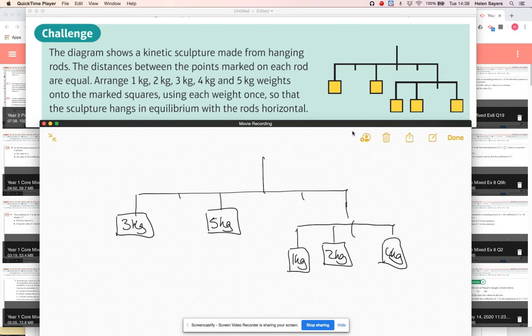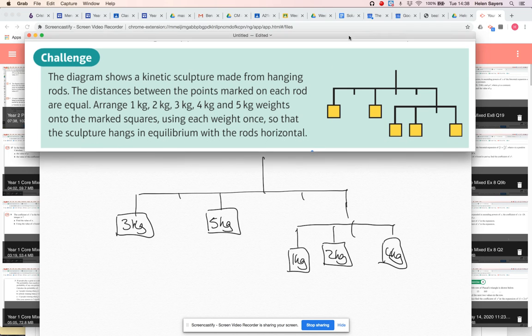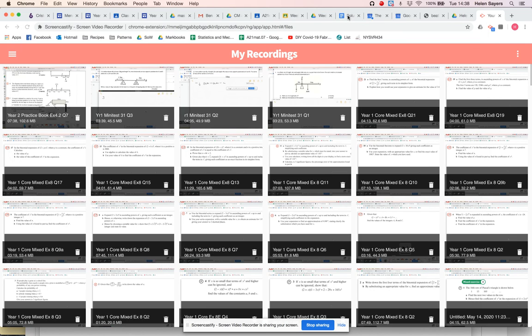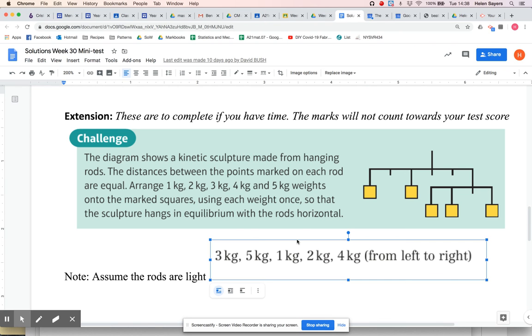So I could do another check and see if it's all in equilibrium. I'm going to be lazier than that and check the solutions. 3, 5, 1, 2, 4. Yeah, that is what we ended up with. Interesting question, that one.